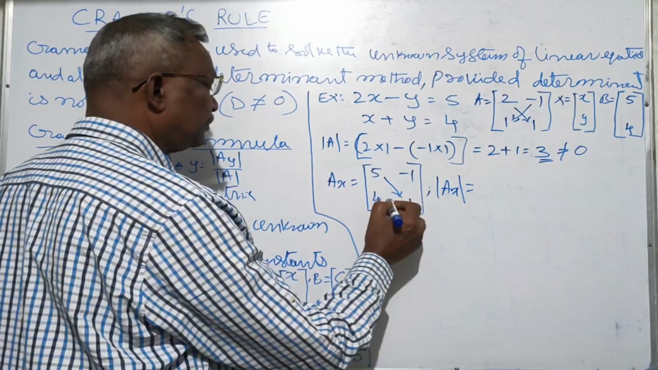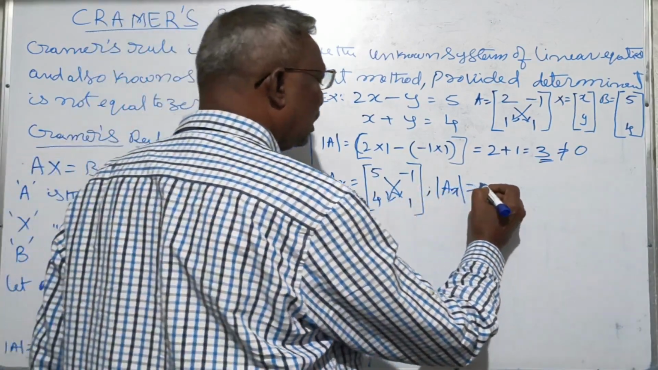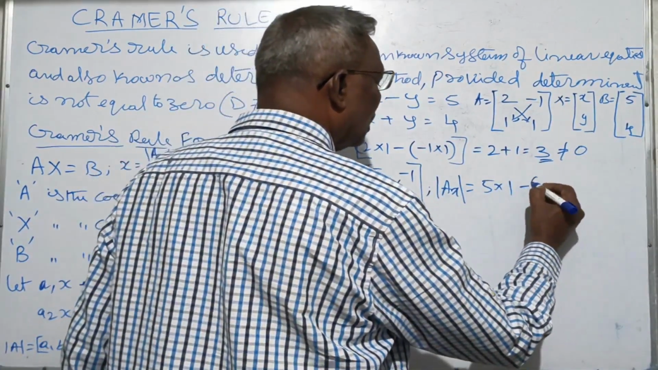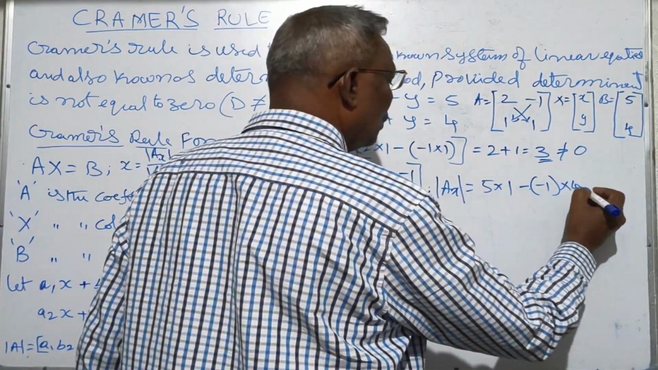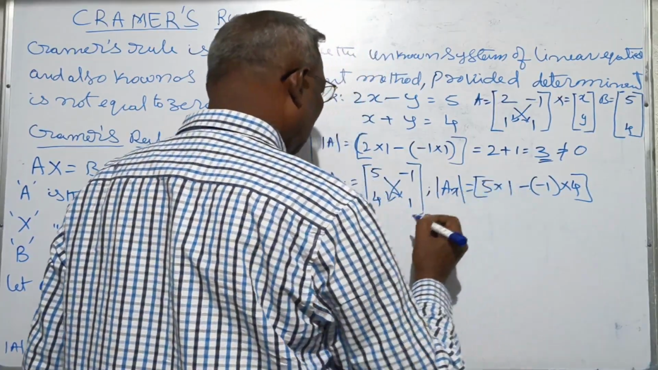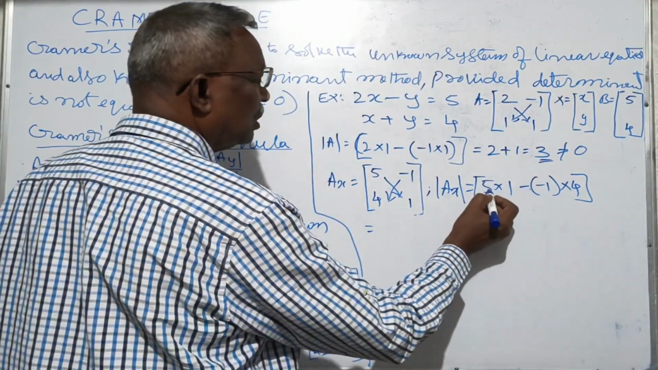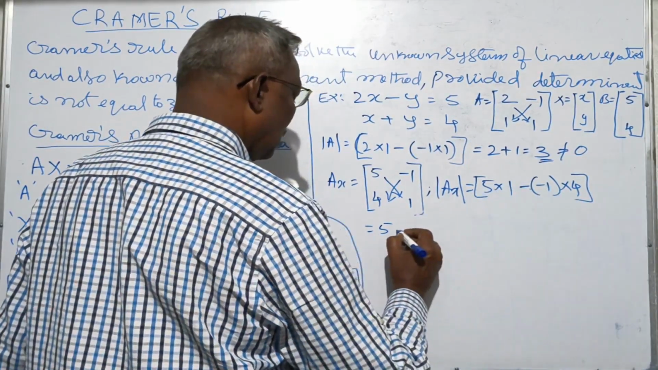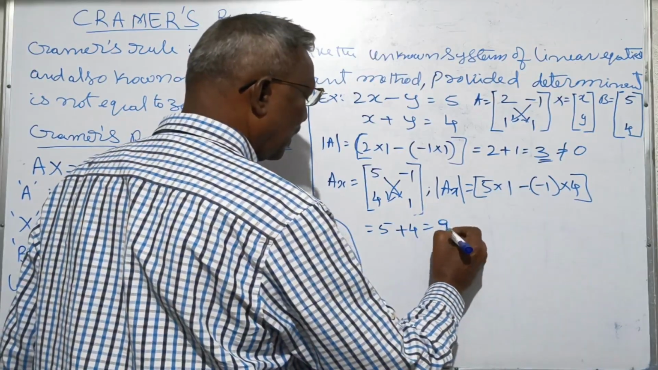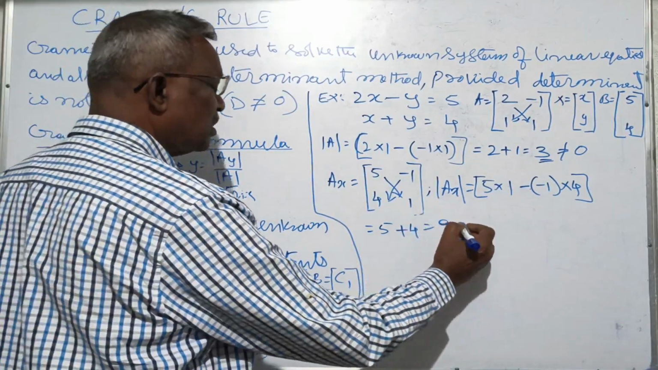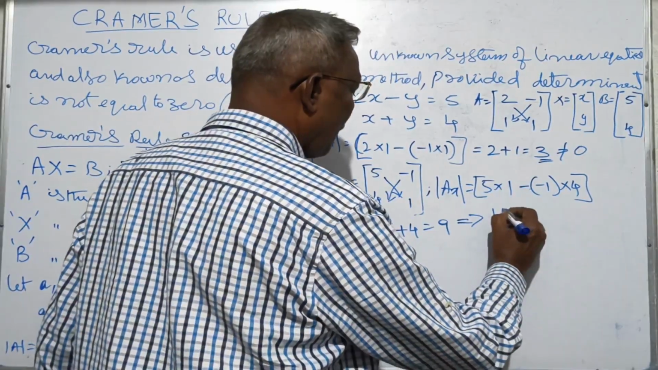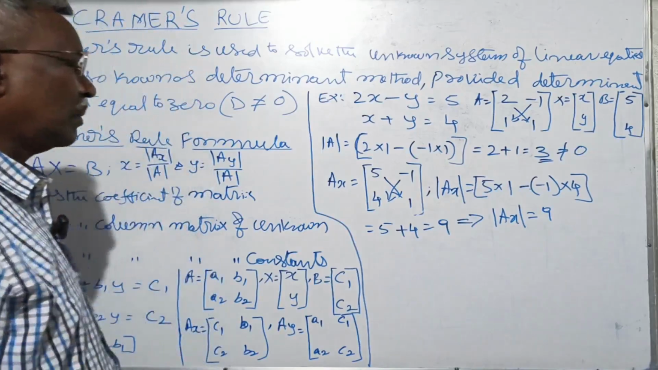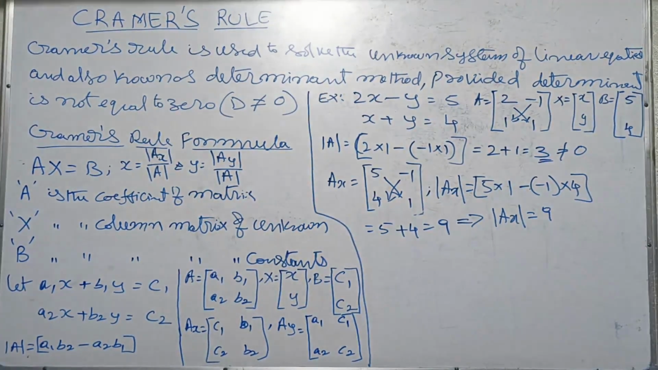Then determinant of AX is equal to, cross multiplication, 5 into 1 minus minus 1 into 4. That is equal to 5 ones are 5, minus into minus plus 1 fours are 4, that is equal to 9. So determinant of AX is equal to 9.